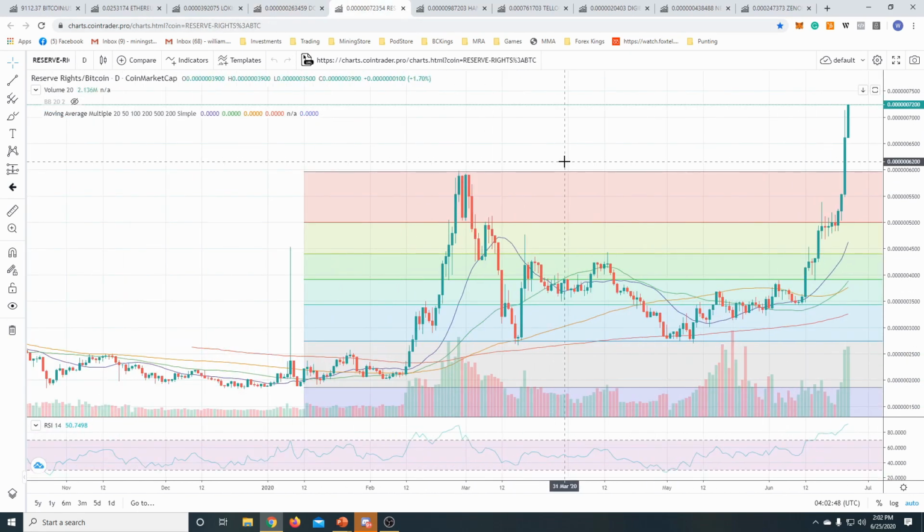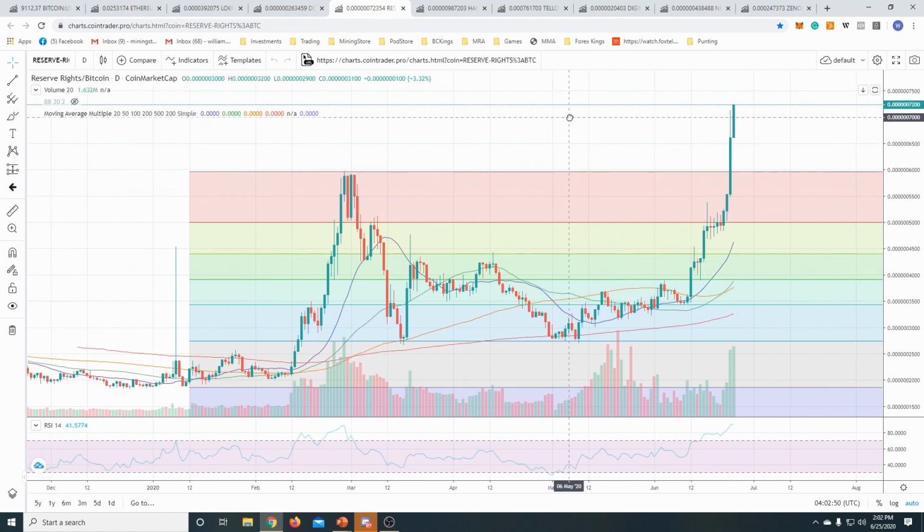RSR. So RSR has been awesome. I even sold, wow, look at this chart. It's gone up ridiculously. I sold a little bit too much probably, but nevertheless, as I say, you don't go broke taking profits.